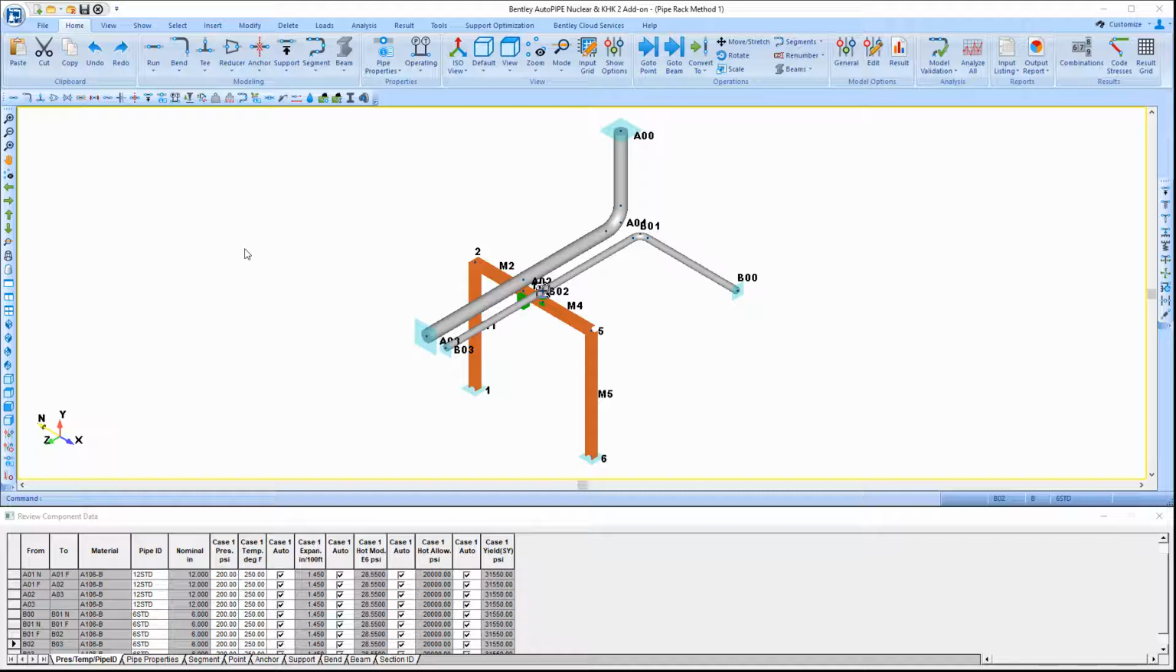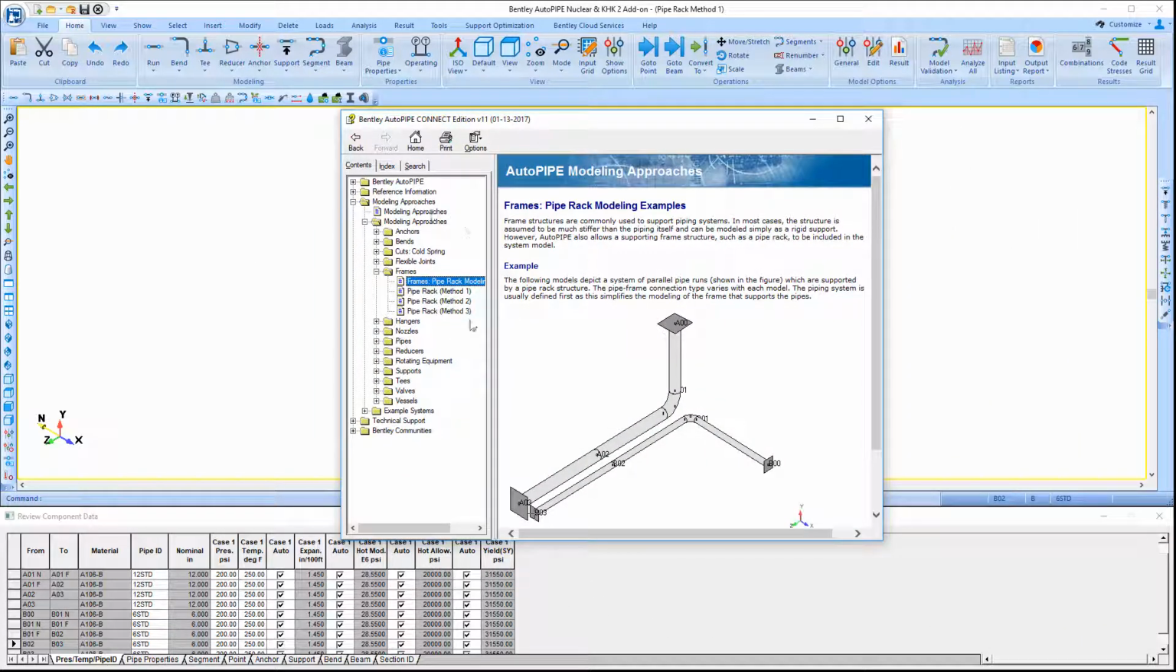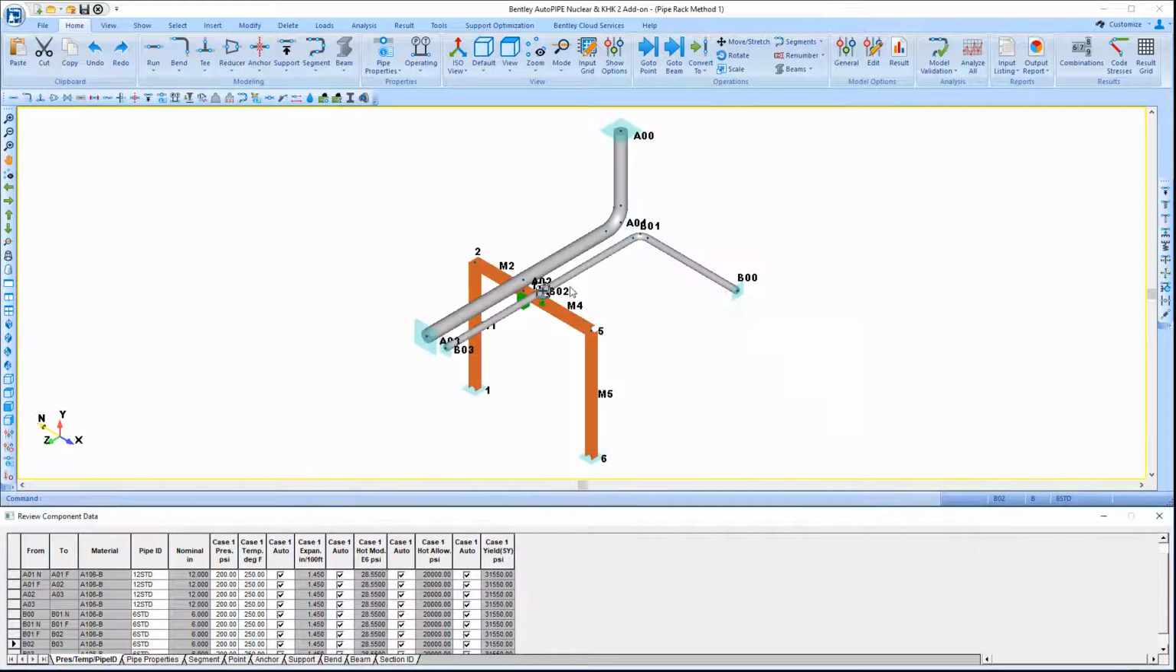And we have a couple of modeling approaches in our AutoPIPE help content. They are found in the contents, and you can just look up modeling approaches and find all the different sorts of modeling approaches that are available. And today we're just going to go through these frames to attach your pipe supports to.